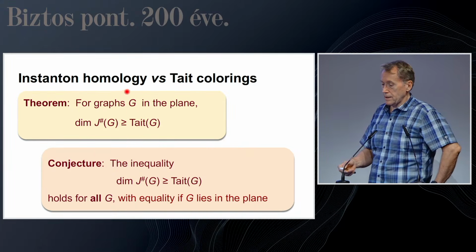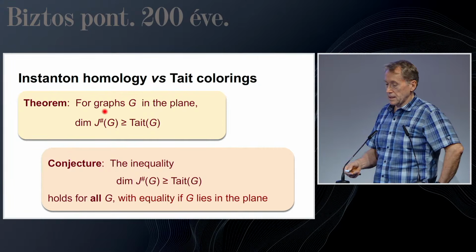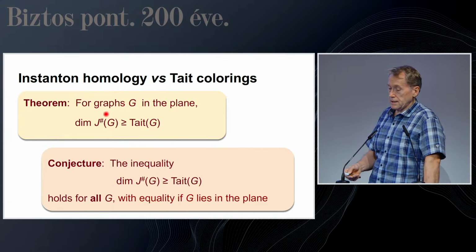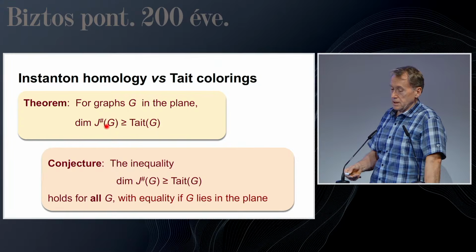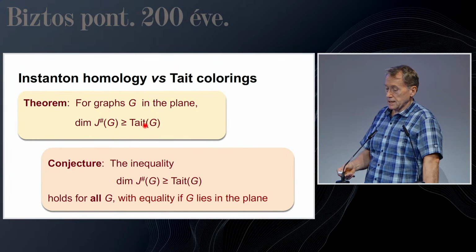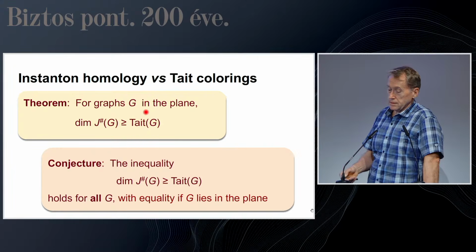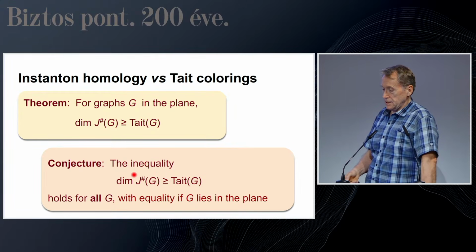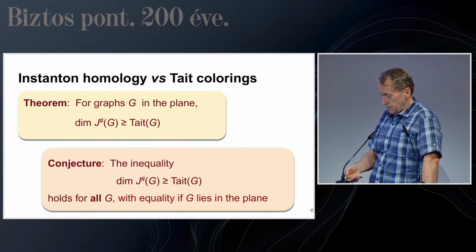What do we know about instanton homology versus Tait colorings? Well, one thing that we proved is that for planar graphs, the dimension of this J sharp was bigger than the number of Tait colorings. We conjecture that it's actually equal if the graph is planar.